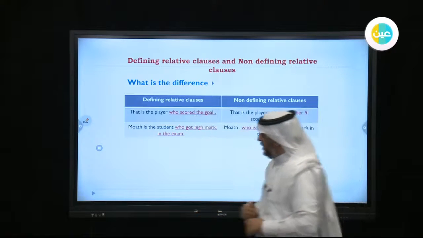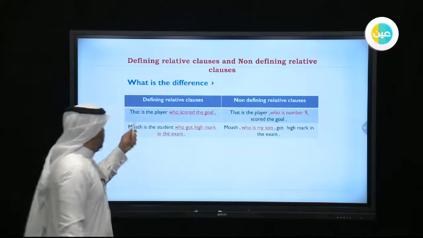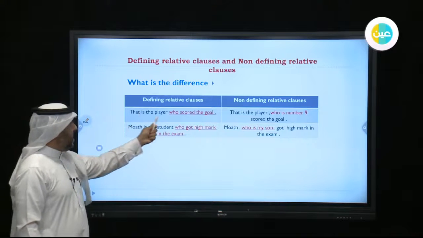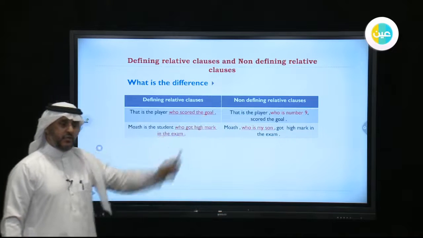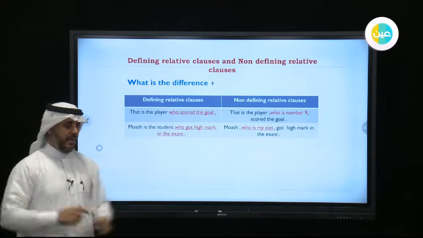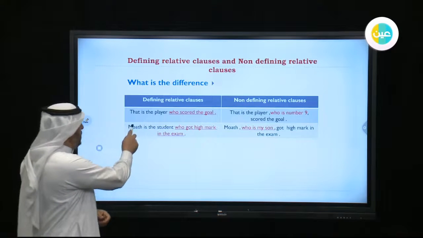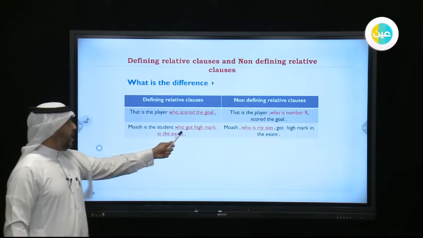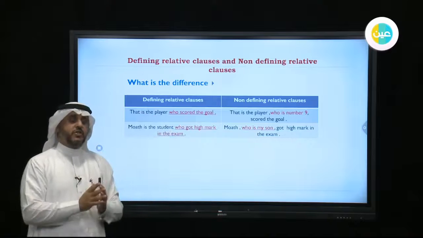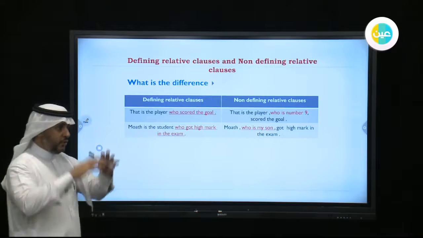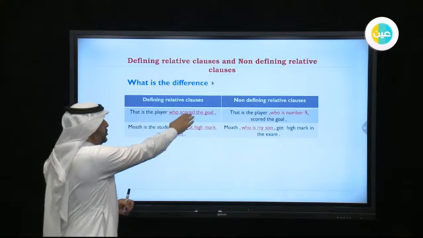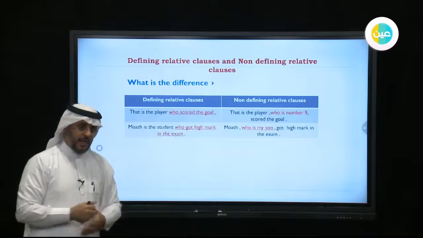Look at number one. That's the player who scored the goal. This sentence is called defining relative clause. كل هذه الجملة أساسية ومكملة لبعضها. Another sentence. معاذ is the student who got high mark in the exam. As I said, all the sentence is necessary to be understood. لكي تفهم هذه الجملة يجب أن تكون مكتملة. ما نستطيع نحذف من هذه الجملة.